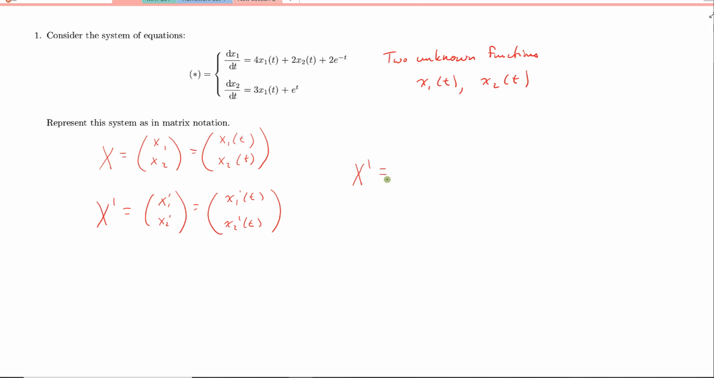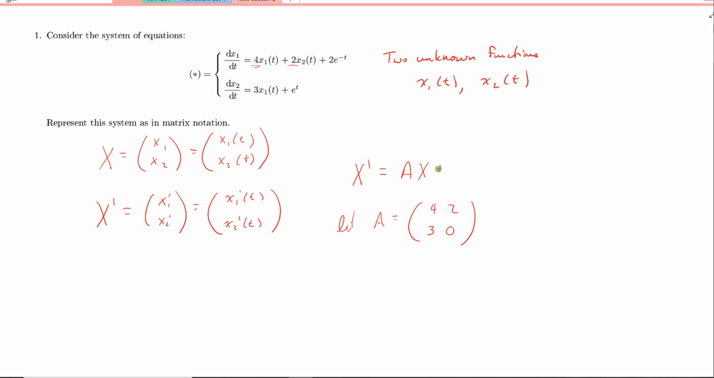So the next thing we're going to do is represent the homogeneous component of this matrix equation. We're just going to say that this is going to be some coefficient matrix. In this case, it'll be a constant coefficient matrix because this is a linear system of ODEs with constant values for the coefficient functions. So we'll represent it this way, where A is the matrix 4, 2, 3, 0.